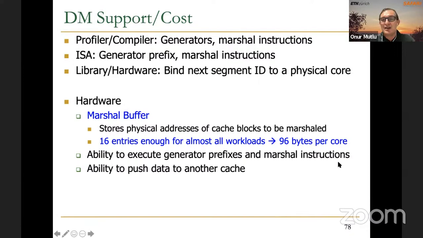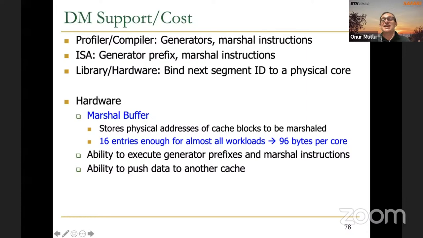So that only increases the hardware cost, basically. But maybe it's fine to do it in hardware as well. Our later results show that doing it in hardware is not that bad. If in hardware, you need a Marshall buffer, which stores physical addresses of cache blocks to be marshalled. I will show you an example of this. And we find out that it can be very small, a small number of bytes per core. You need to have the ability to execute generator prefixes and Marshall instructions. You need to have the ability to push data to another cache. So as I said, this is the exact opposite of prefetching, if you will.